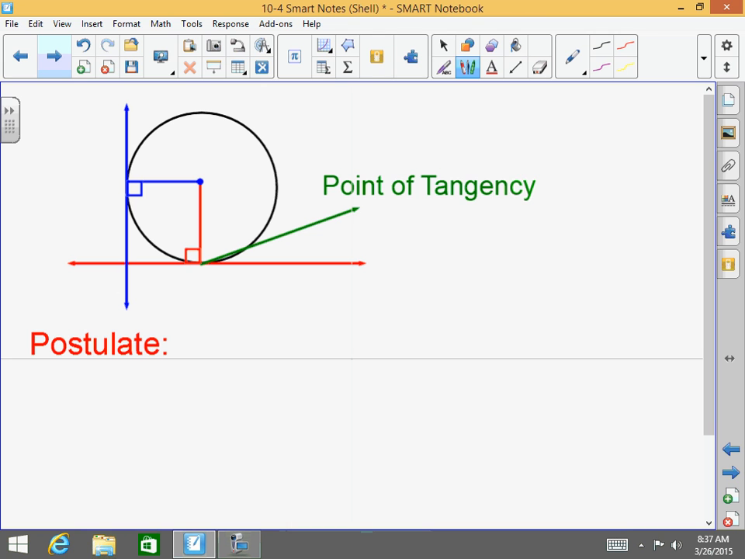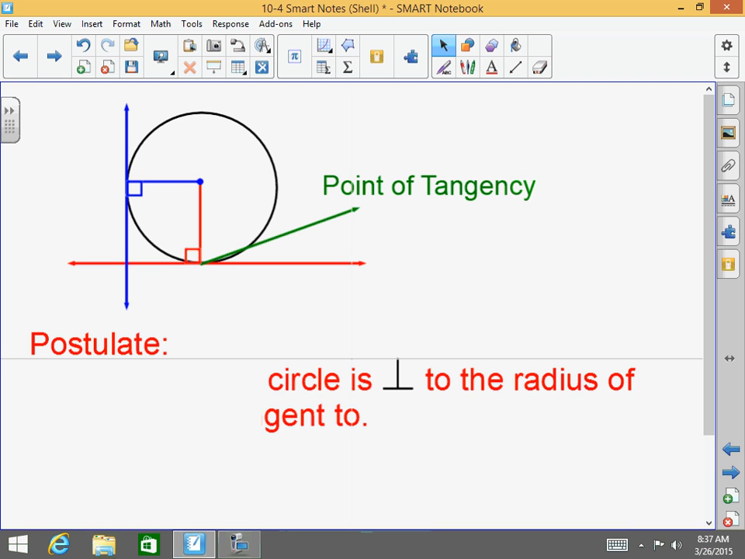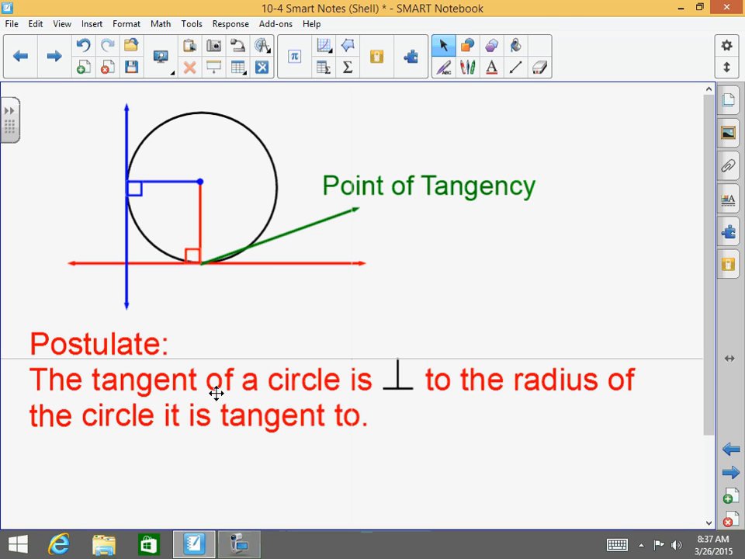So, what is so important about this tangent? Who cares about this tangent? Well, it's actually quite important. There is an awesome postulate that states that the tangent of a circle is perpendicular to the radius of the circle it is tangent to.